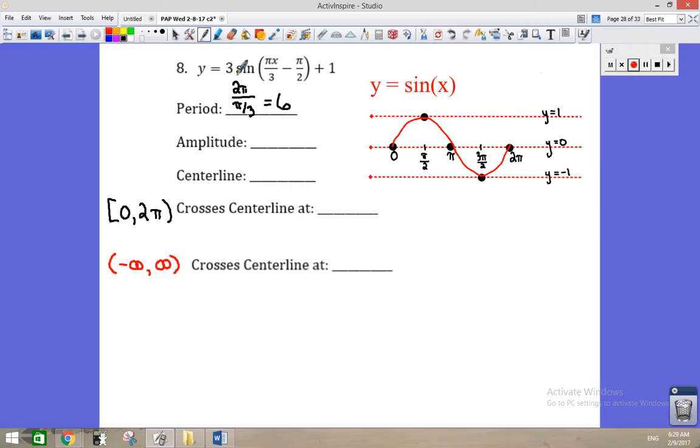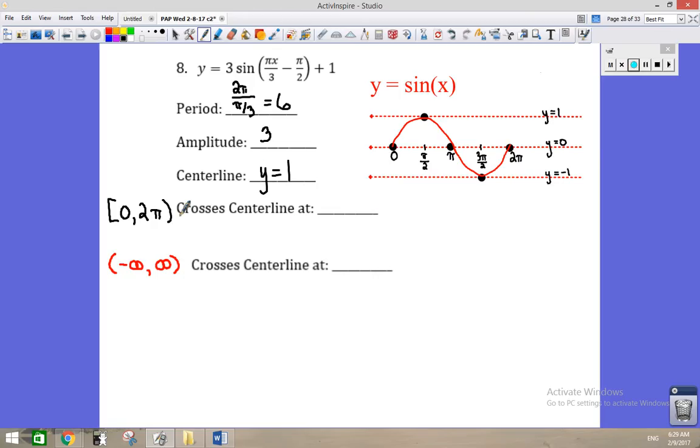The amplitude is the multiplier in front of your sine or cosine. In this case, it's 3. Your center line, if the graph has been lifted up or pushed down, it's always the number that follows your function. So here it's plus 1. Now the center line is a line, so it's y equals 1. So now here, those I think are pretty straightforward.